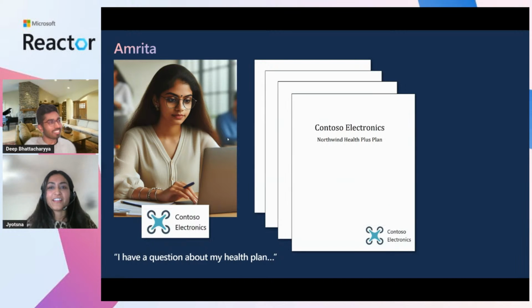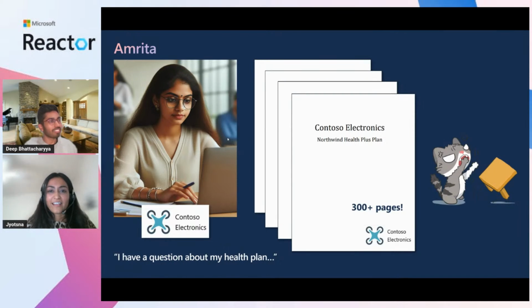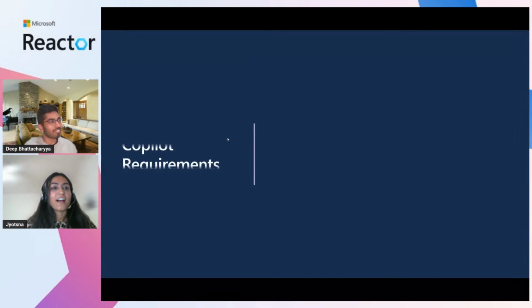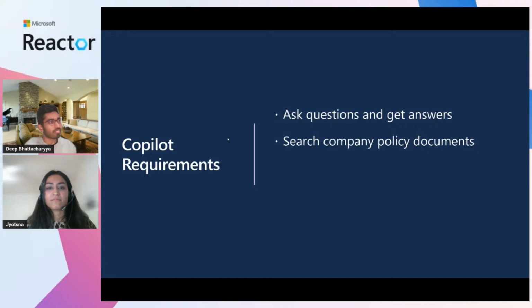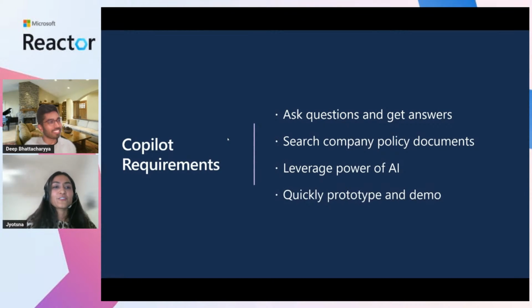However, to get through the information, she needs to go through hundreds and hundreds of pages. We've all been in a situation like this before, and it can be quite frustrating. So, with that, let's help Amrita build a Copilot to solve not just her problem, but everyone else's problem as well. In order to do this, we do need to gather requirements for our Copilot.